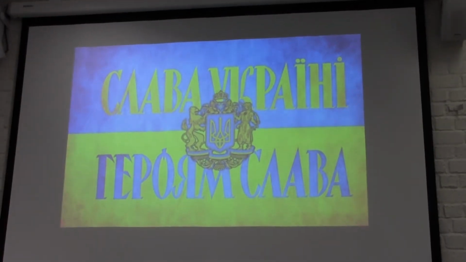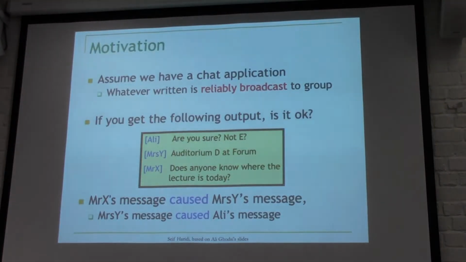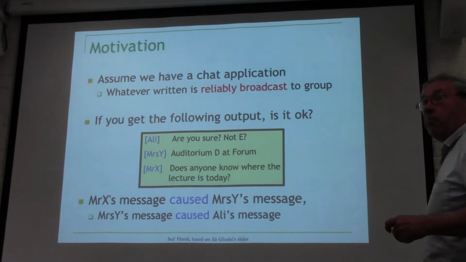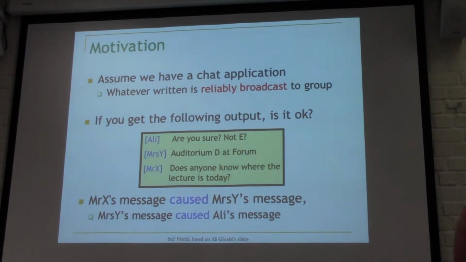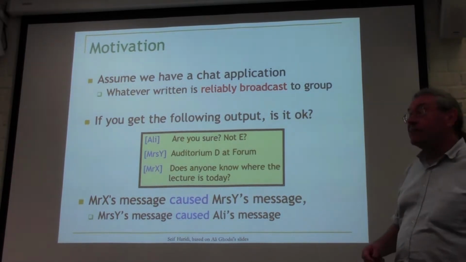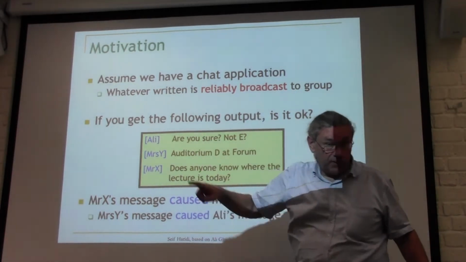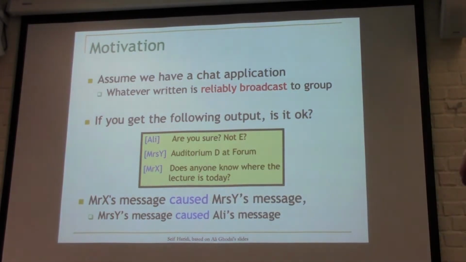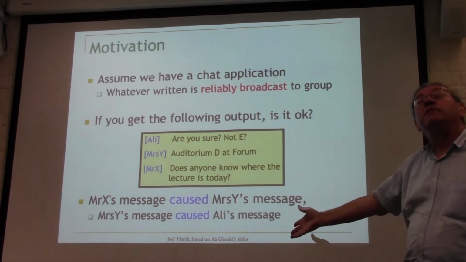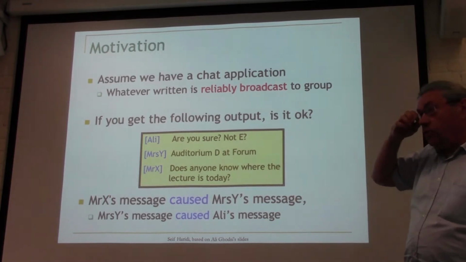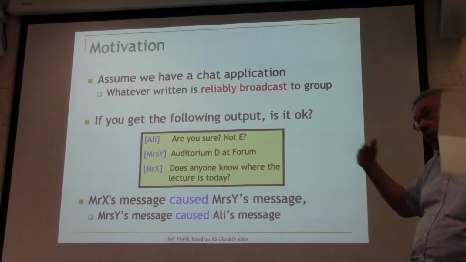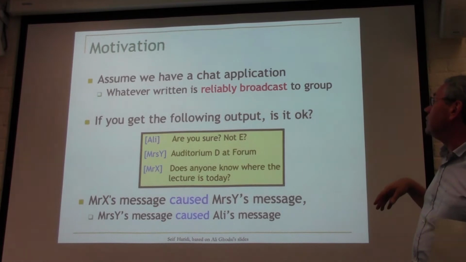Okay, so now we're going to talk about causal. We're going to add causality to the broadcast, and here's an example. Let's say we have a chat. People are discussing on the internet all over the world. And whenever they write an answer, it's reliably broadcast. That means all the nodes, all the people are getting all the messages, if they're correct.